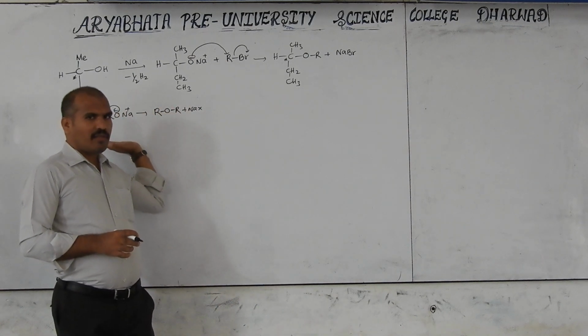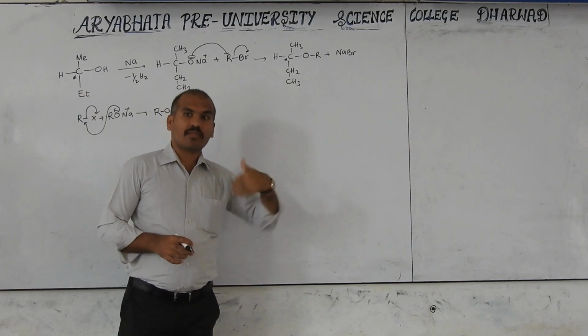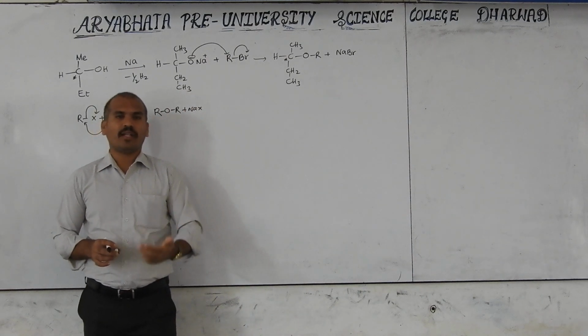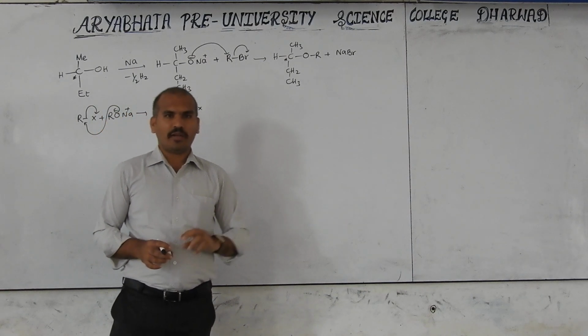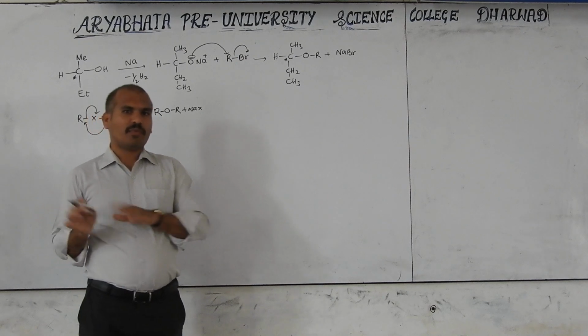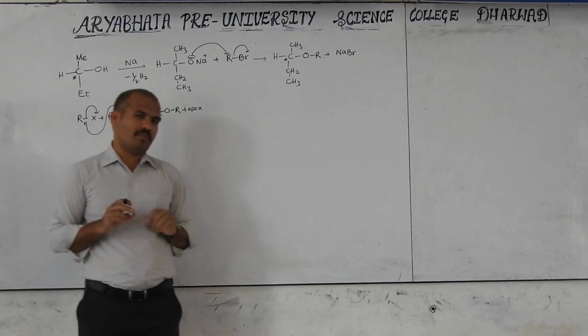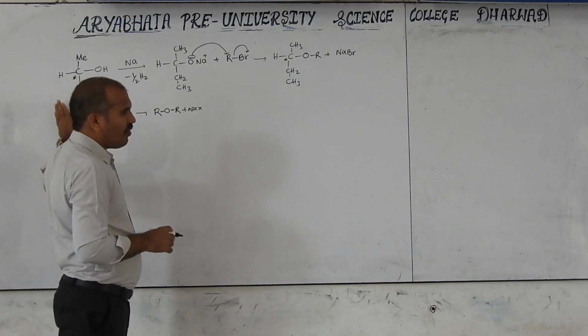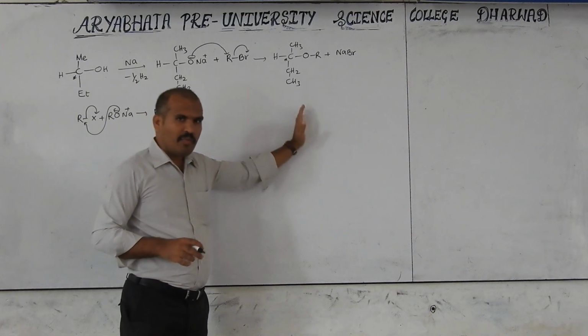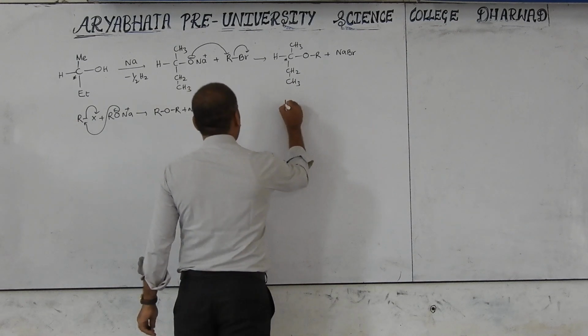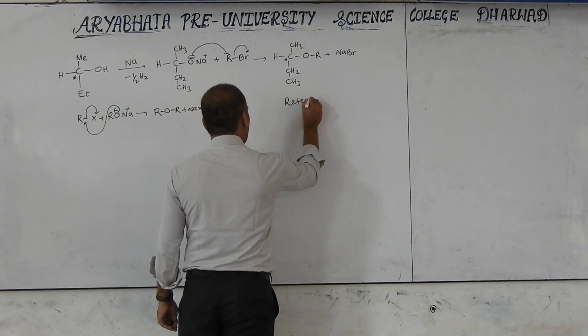If here it is S configuration and there it is R configuration, that is called inversion of configuration. You studied in the SN2 reaction, Walden inversion. It means S on the left side, R on the right side. Otherwise R here and S there, that is Walden inversion. But here whatever configuration is present, the same configuration appears in the product, that is called retention of configuration.